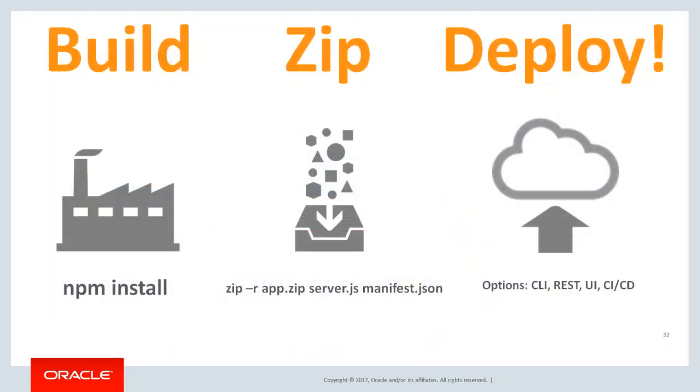Build, zip, and deploy. Really, this is the simplified mantra of Oracle Application Container Cloud. Now, what does this really mean? In the build part, you would assemble your application. Say for a Node.js application, it would mean npm install. For a Java application, you might say mvn clean install. It doesn't really matter. And then all you really do is convert your application into a zip file.